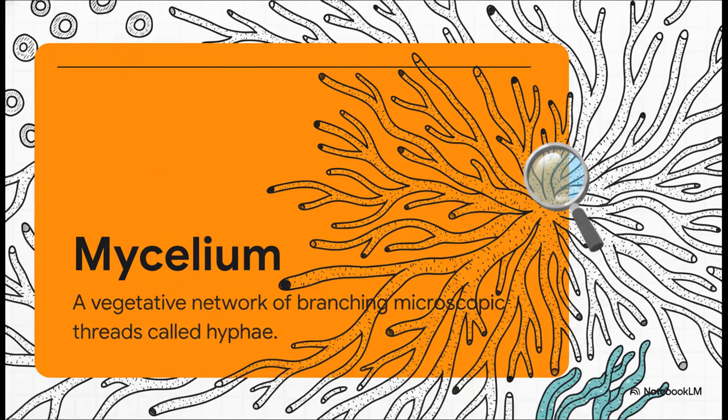First up, mycelium. I used to mix this up all the time, but it really helps to remember that while some fungi, like yeasts, are just single cells, the vast majority of fungi grow as tubular, elongated, thread-like structures called hyphae. When these microscopic threads branch out, multiply, and mass together into a huge vegetative web, that entire network is called the mycelium. Think of the hyphae as the individual threads and the mycelium as the whole woven fabric.